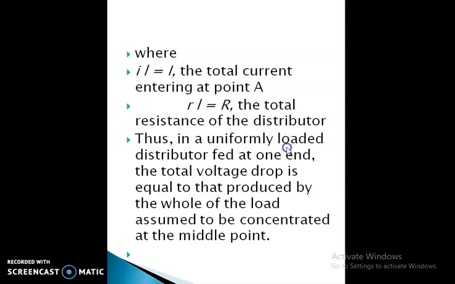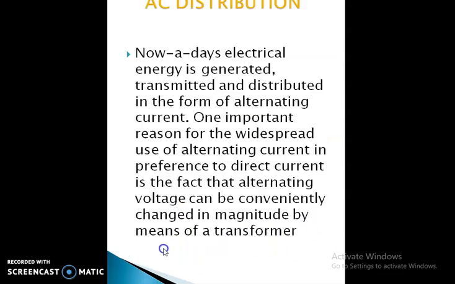Thus, in a uniformly loaded distributor fed at one end, the total voltage drop is equal to that produced by the whole of the load assumed to be concentrated at the middle point.